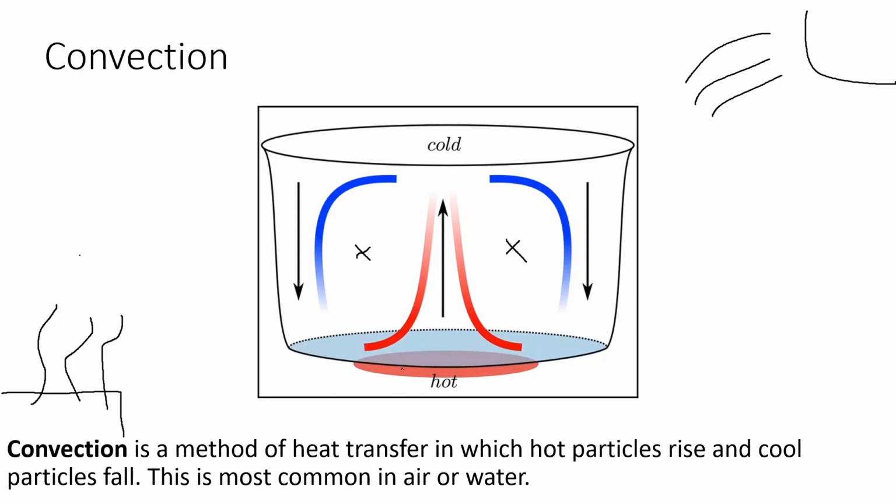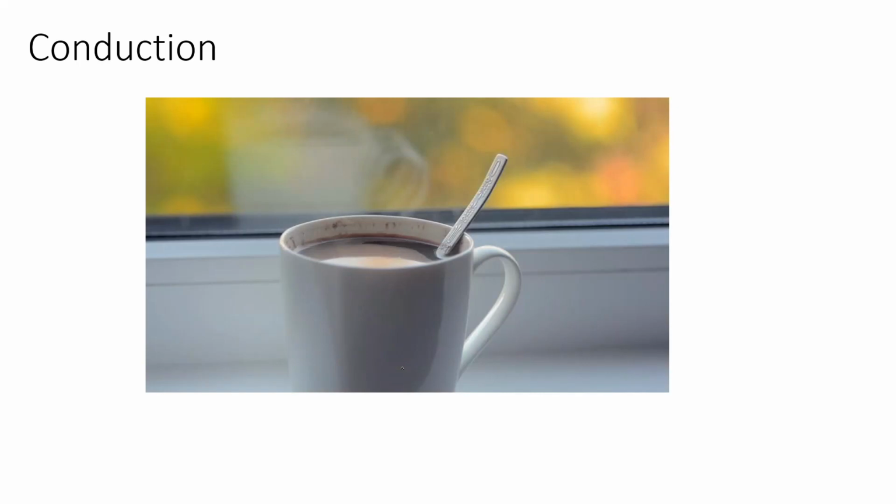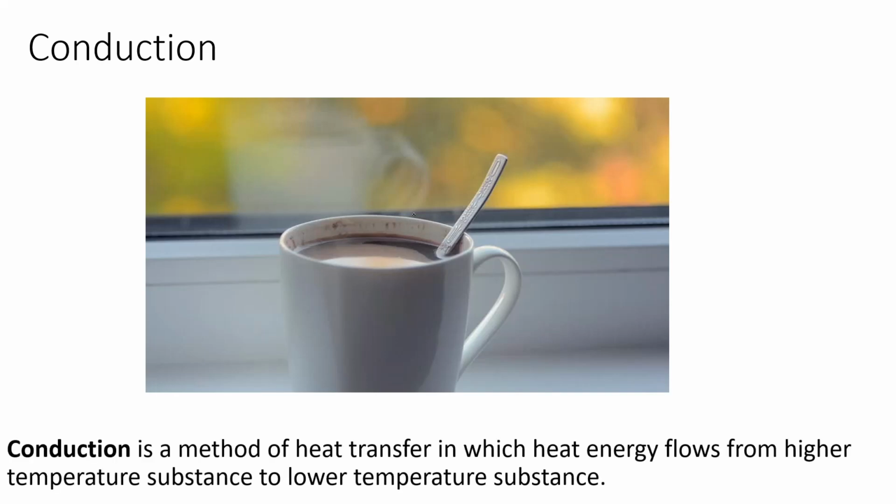So that's convection. I hope that was easy to understand. Let's move on to the next type, which is conduction. Now, conduction is a very simple form of heat transfer. Basically, you can think of this one as touch. So conduction is a method of heat transfer in which heat energy flows from the higher temperature substance to the lower temperature substance. I'm going to put in there, if you'd also like to put it in, by touch.